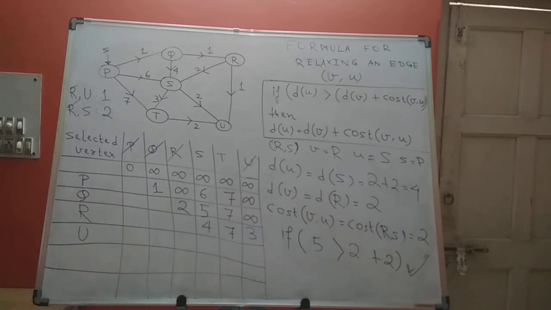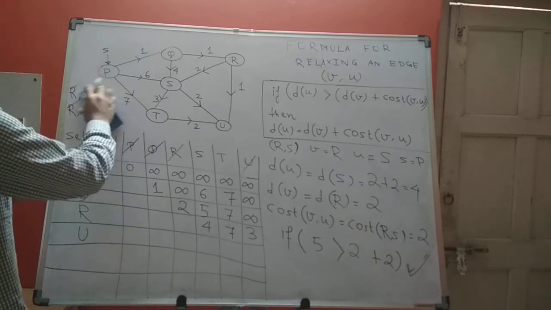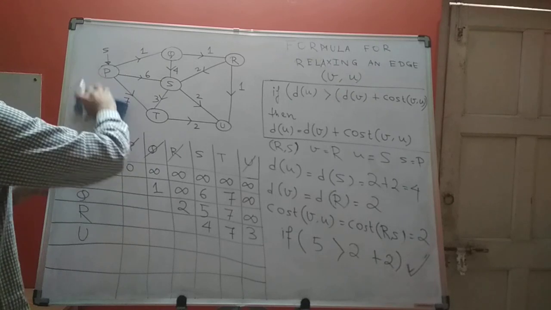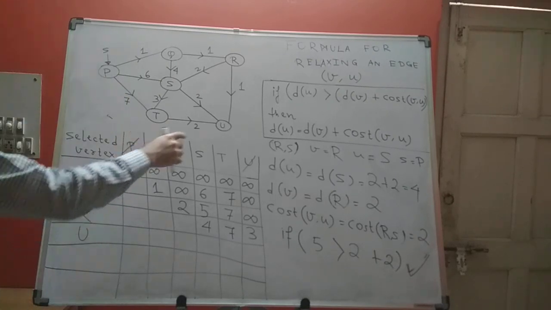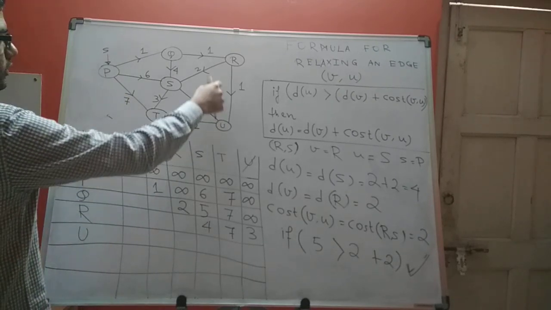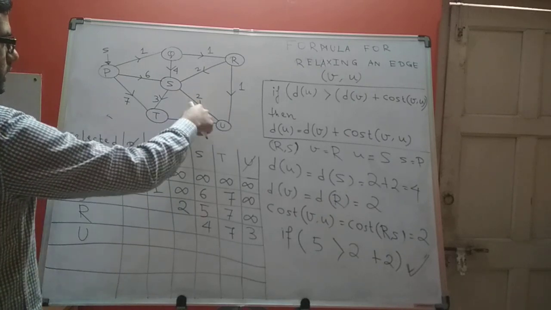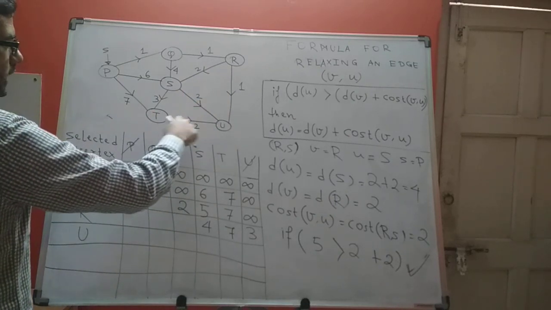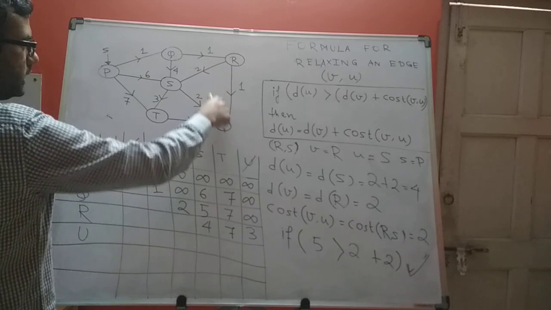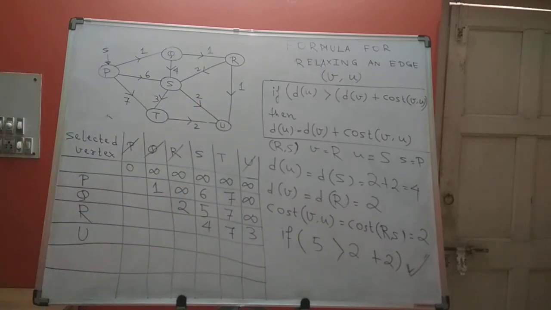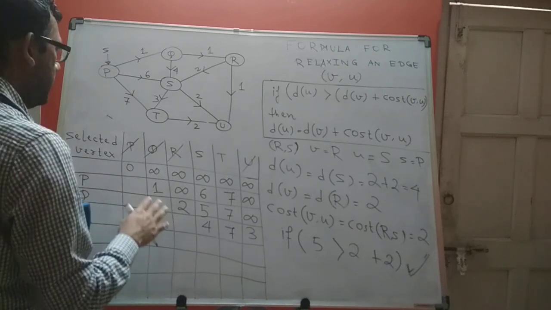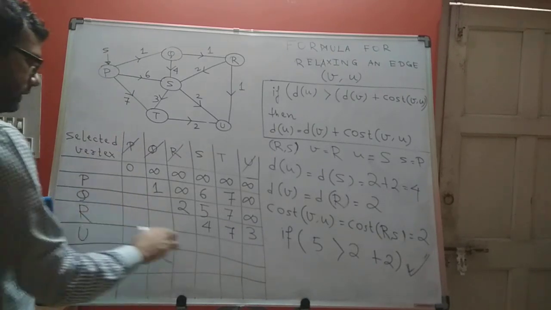So after choosing U, I'll see all outgoing edges from the vertex U. So from the vertex U, see, I have no outgoing edge. All these three edges which are incident on U are all incoming edges. So what will I do? I'll not be able to relax any edge, so I'll leave it as it is.